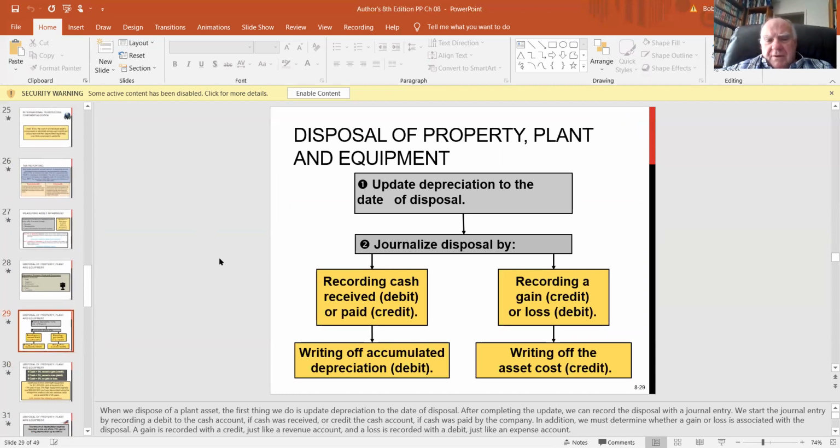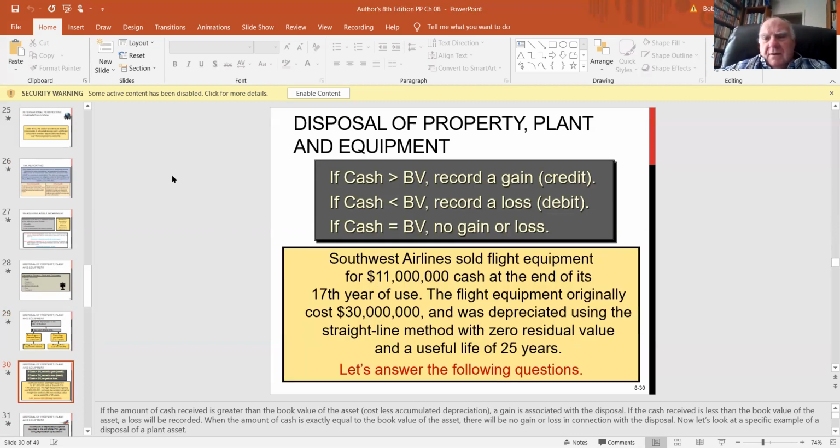Disposal of property, plant, and equipment. We have to update the depreciation to the date of the disposal, and we have to journalize the disposal. We debit cash, and we're going to record a gain or a loss, and we have to write off the accumulated depreciation and write off the original asset cost. Let me simplify that, okay? Let's see if they give us something a little more clear. Let's say it this way. You have a machine. Southwest Airlines sold flight equipment for $11 million at the end of its 17th year.